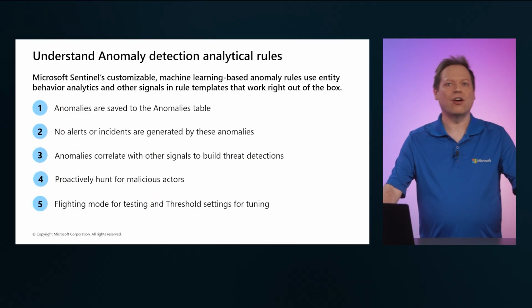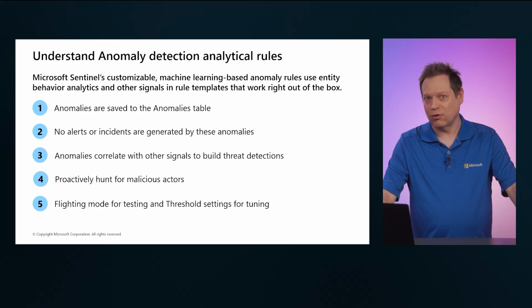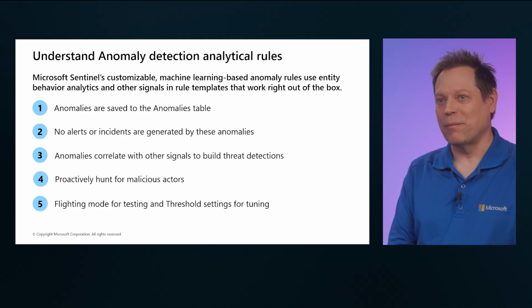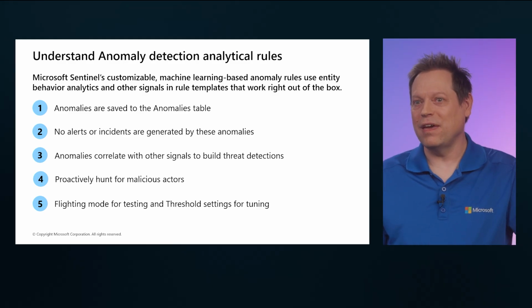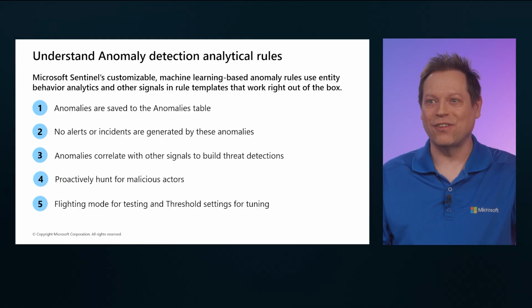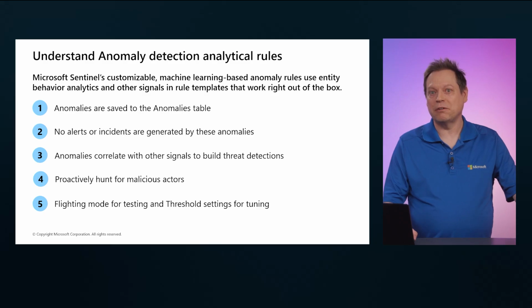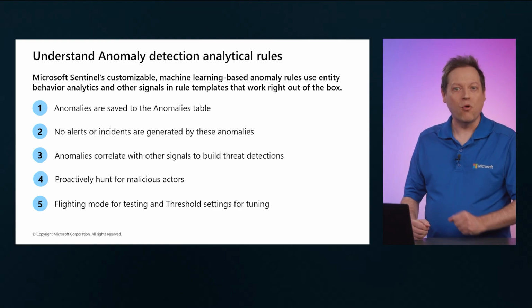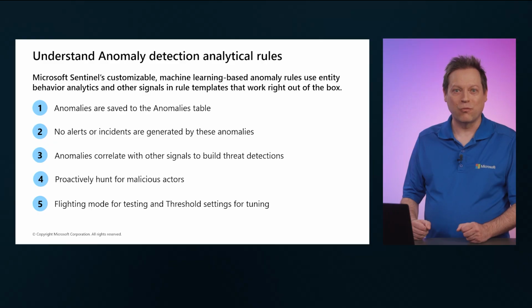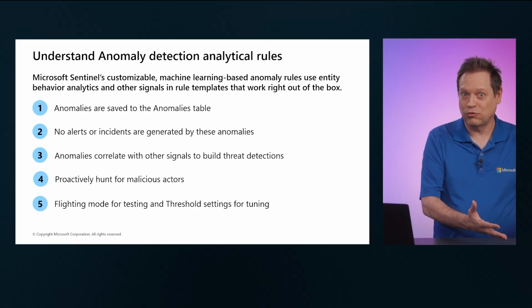Now let's take a look at anomaly detection analytic rules. These are customizable machine learning-based rules that use entity behavior analytics and other signals. Many of the templates work right out of the box, which makes them a strong starting point for spotting unusual behavior. It's important to understand what these anomaly rules do and what they don't do.